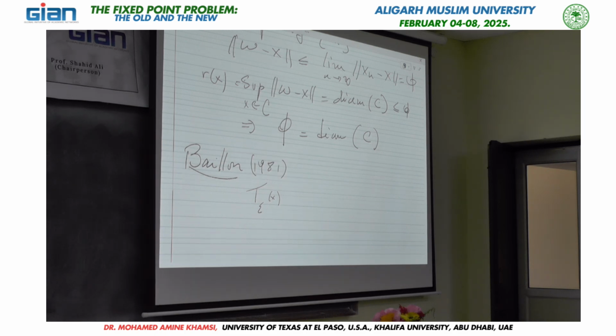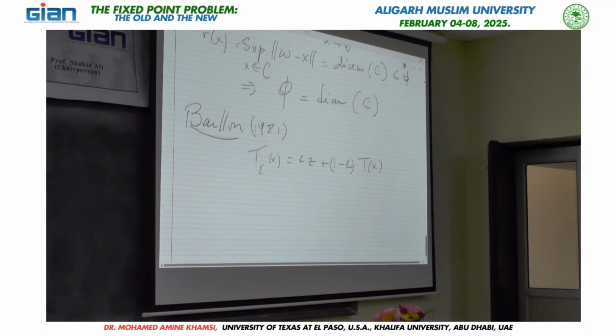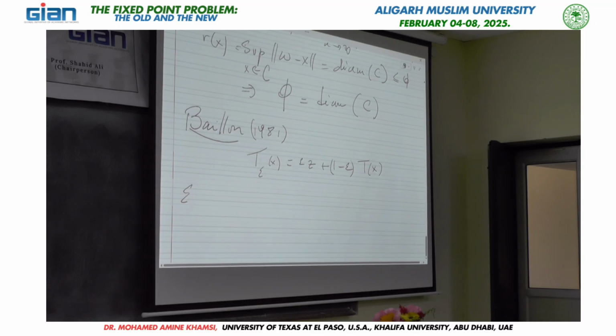The other name is complicated, Schoenberg, so that's why... epsilon z plus (1 minus epsilon) t of x. Okay, let's take epsilon. It's a contraction, it has a fixed point. Let's take epsilon equal 1 over n, and xn is the fixed point.